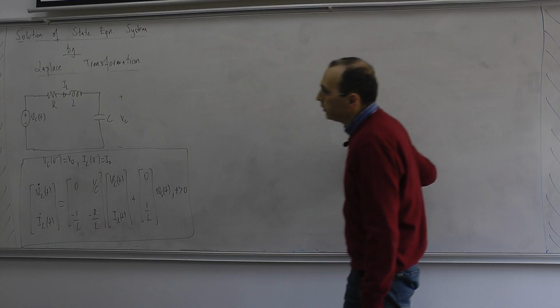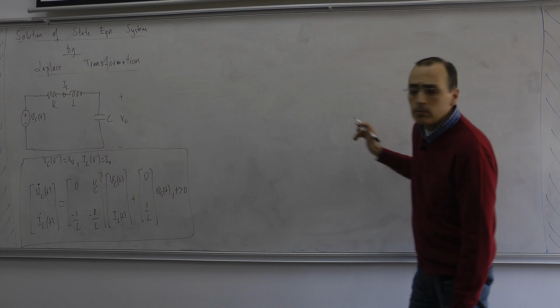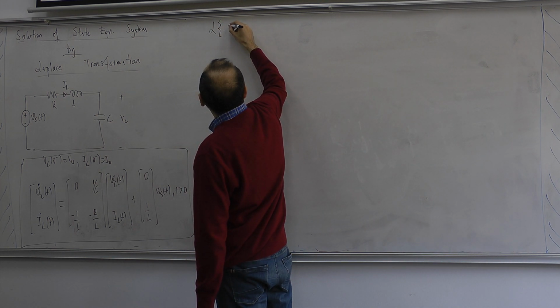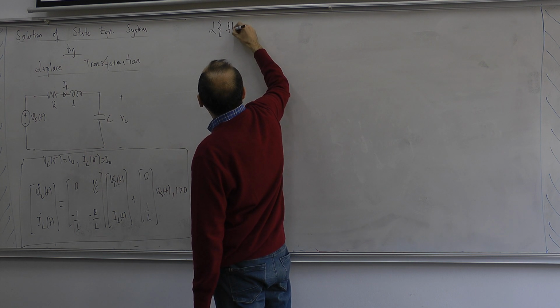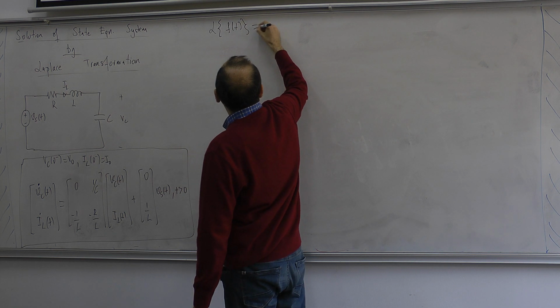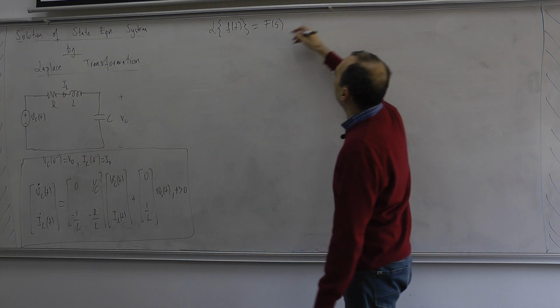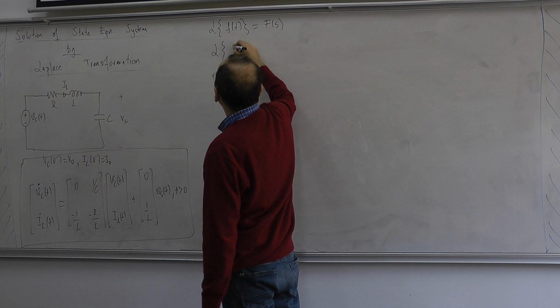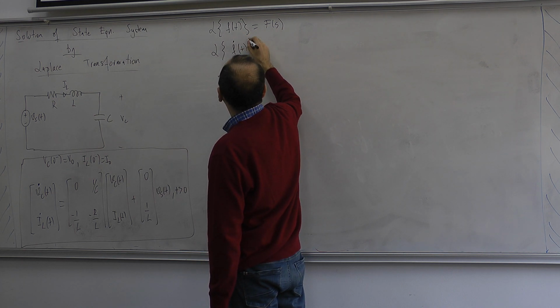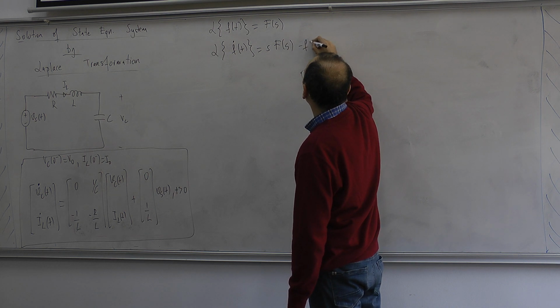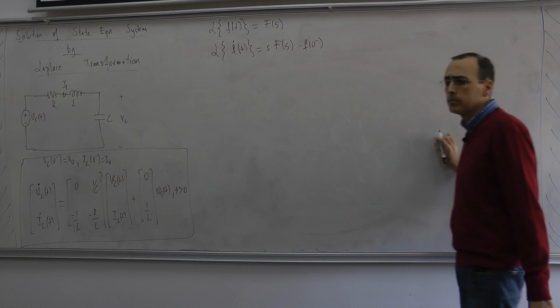So we will be applying Laplace transformation for the solution. So what is the central result? The central result is the following. If Laplace transformation of f of t is F of s, okay, then Laplace transform of its derivative f dot of t is equal to s times F of s minus f of 0 minus.